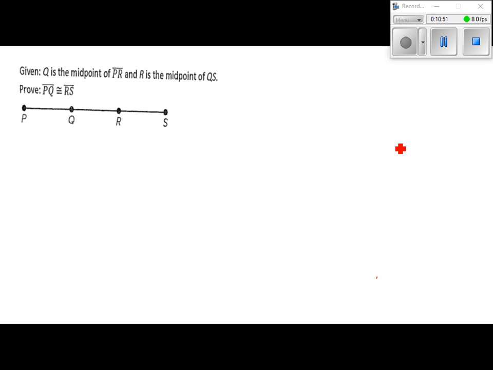First thing, what do we know? Q is the midpoint of segment PR. So if Q's a midpoint of segment PR, what's that tell us? PQ is congruent to QR. So mark them on your paper there.